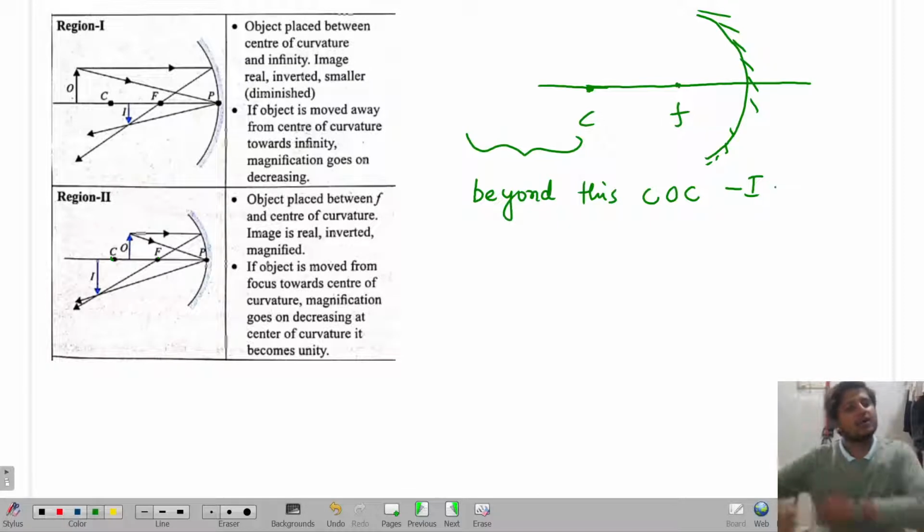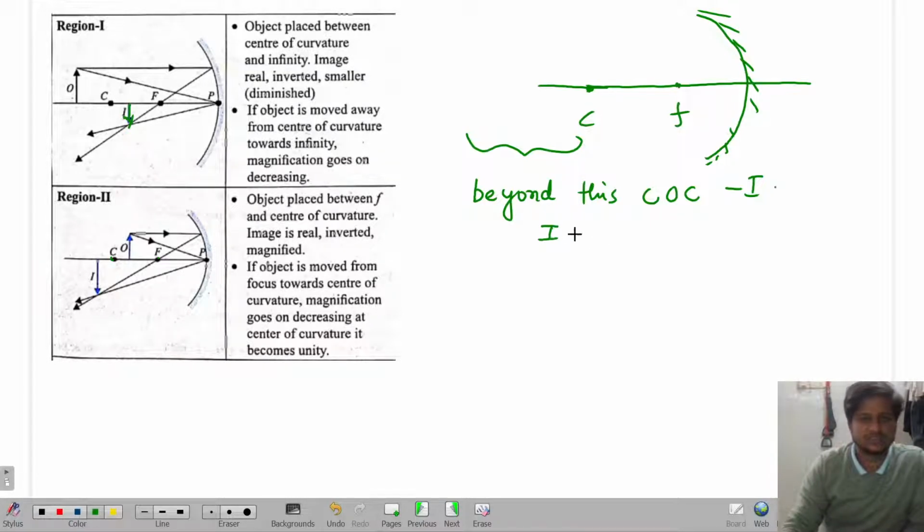So when you place any object beyond the center of curvature, what is going to happen is that its image will be formed between the center and focus. Image distance is what? Between center and focus. Now one more important point: let's suppose the object is placed at infinity. If the object is at infinity, what is happening?